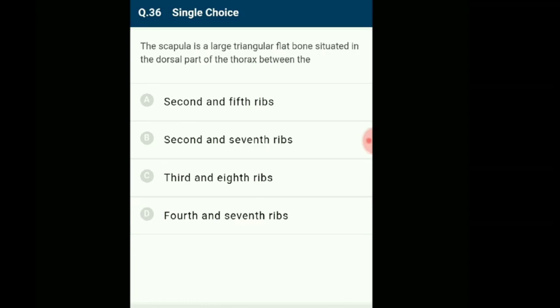Question 36. The scapula is a large triangular flat bone situated in the dorsal part of the thorax between the second and seventh ribs. The dorsal flat triangular body of the scapula has a slightly elevated ridge called the spine, which has a flat expanded process called the acromion. So the answer is option B, second and seventh ribs.